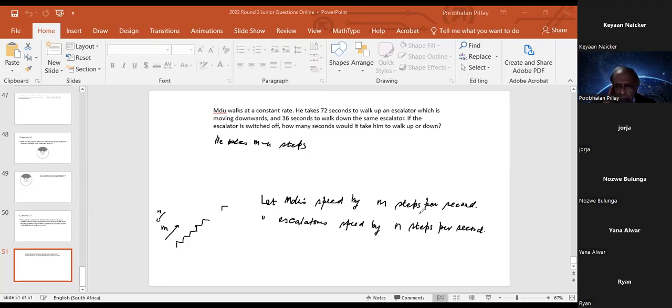When you say speed, m steps, it means when the escalator is standing still, right? If he's not fighting the escalator, then it takes m steps per second. But now he's fighting it. So m minus n. We assume that m is greater than n, otherwise he'll fall down, right? He needs to get to the top and make sure that he goes faster than the escalator. Per second.